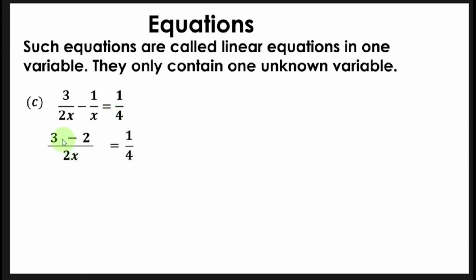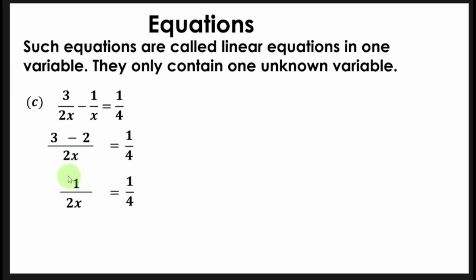Then from here, notice that the numerators here are just numbers, and they are under the same division, meaning they should be subtracted. So we'll say 3 minus 2, we'll have 1. Then over 2x equals 1 over 4.